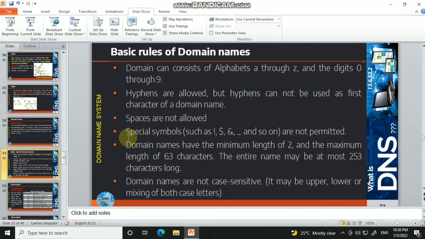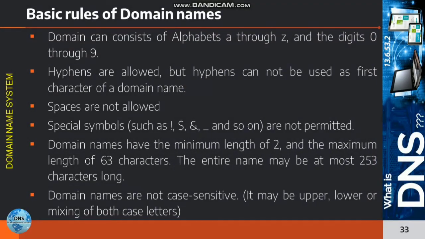So this is a 3-mark question: the rules of domain names. How should a domain name be? A domain name can consist of alphabets, small letters a through z, and digits from 0 through 9, and hyphens are allowed, but a hyphen cannot be used as the first character of a domain name. You can include a hyphen, but it should not be at the start of your domain name, and spaces are not allowed in between domain names.